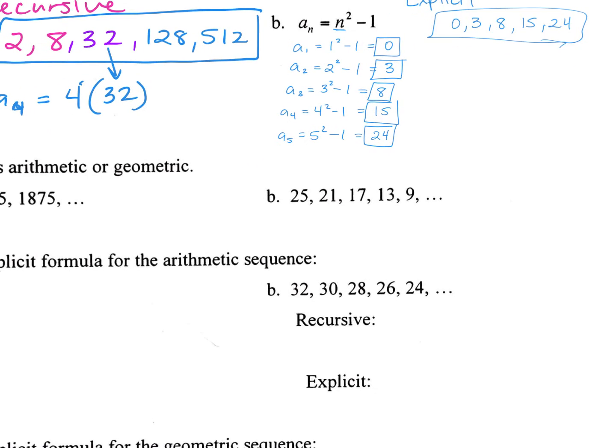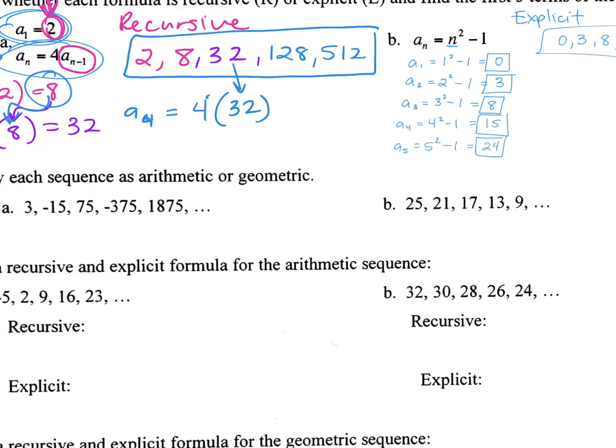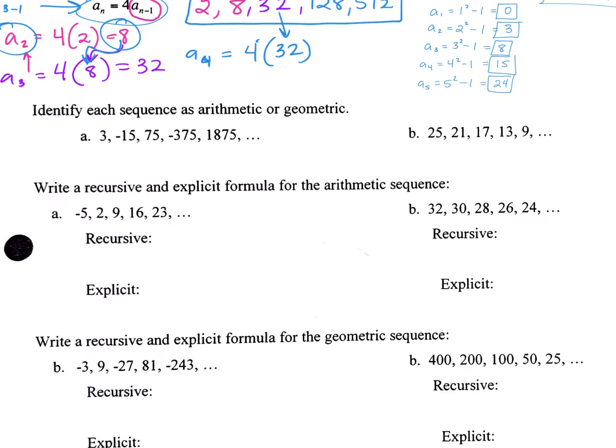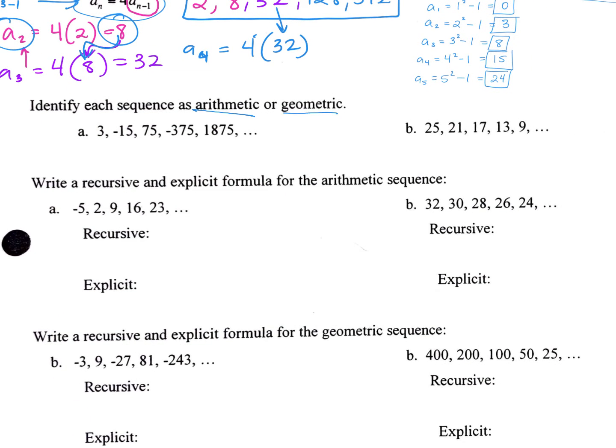Okay, take a look at these next ones then. It says identify each sequence as arithmetic or geometric. So you're trying to figure out, am I adding something each time or am I multiplying by something each time, right? This is going to be adding, this is going to be multiplying. So 3 to negative 15 to 75 to negative 375 to 1875. What is that? That's geometric. Can you tell me what your common ratio is?